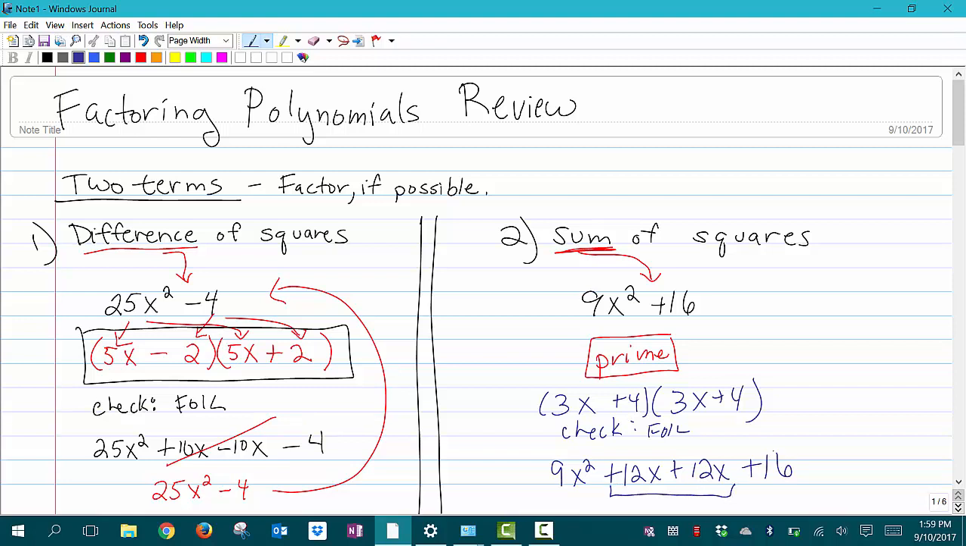Notice that the two middle terms do not drop out. We actually end up with a positive 24x. So I would end up with 9x squared plus 24x plus 16. Notice that this is not what we started with. So it is not possible to factor a sum of squares. We would say that is prime.